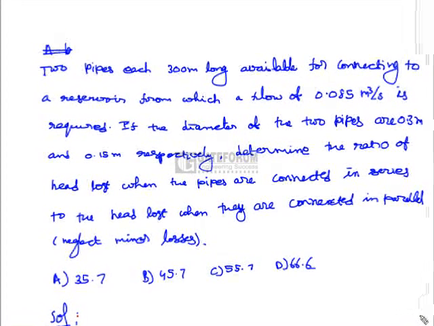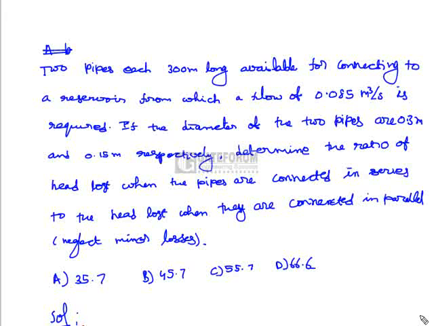Two pipes each 300 meter long are available for connecting to a reservoir from which a flow of 0.085 meter cube per second is required. If the diameters of the two pipes are 0.3 meter and 0.15 meter respectively, determine the ratio of head loss when the pipes are connected in series to the head loss when the pipes are connected in parallel, and neglect the minor losses. Options are 35.7, 45.7, 55.7 and 66.6.